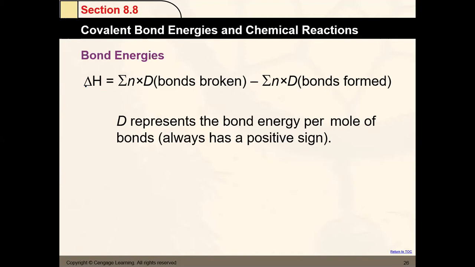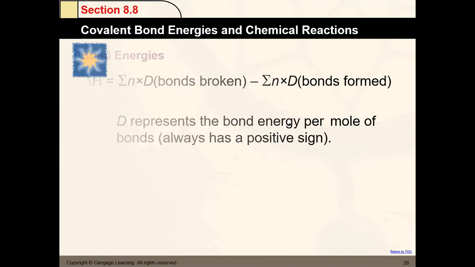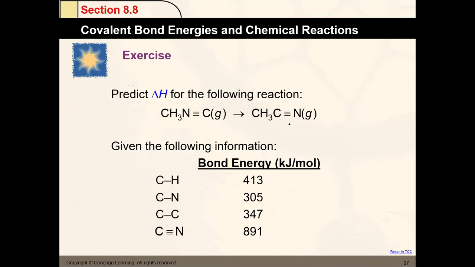So the enthalpy of a reaction is equal to the summation of the energies of all the bonds that are broken minus the energy of all the bonds that are formed. It's the bond energy per mole, and it always has a positive sign. So here we have an example.